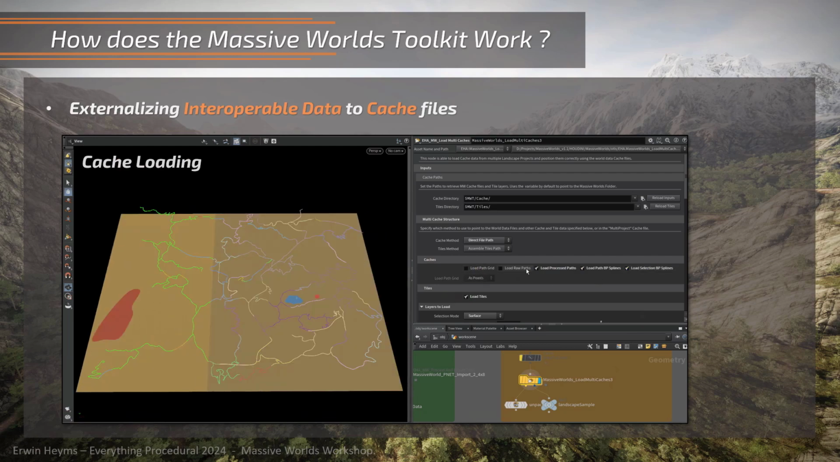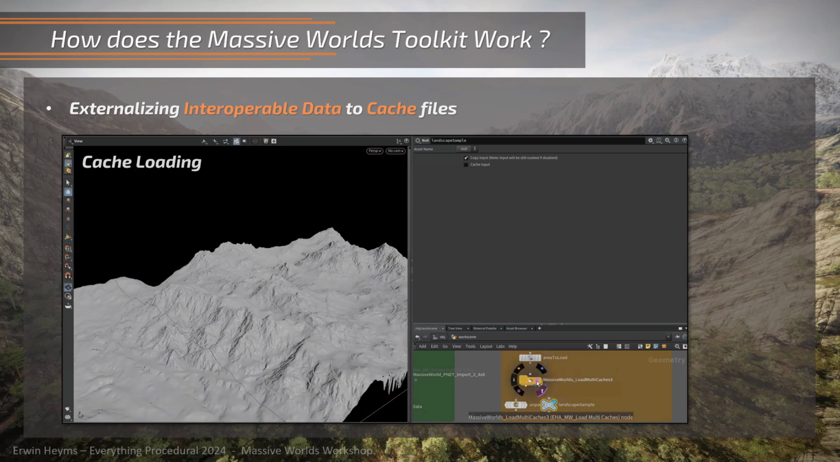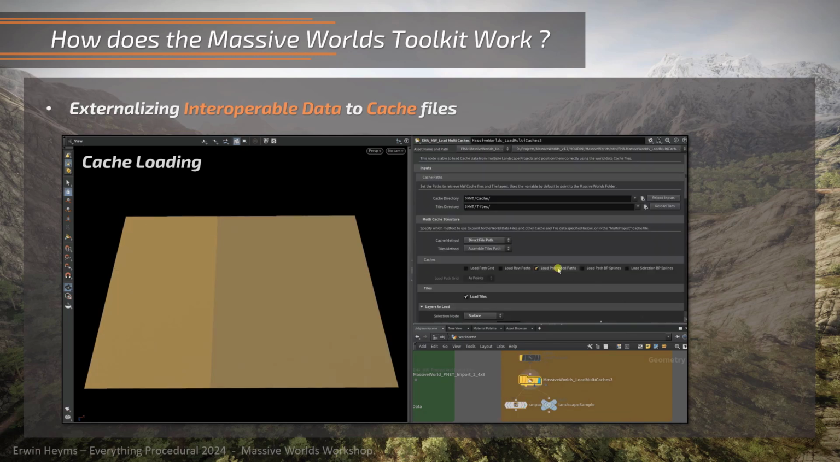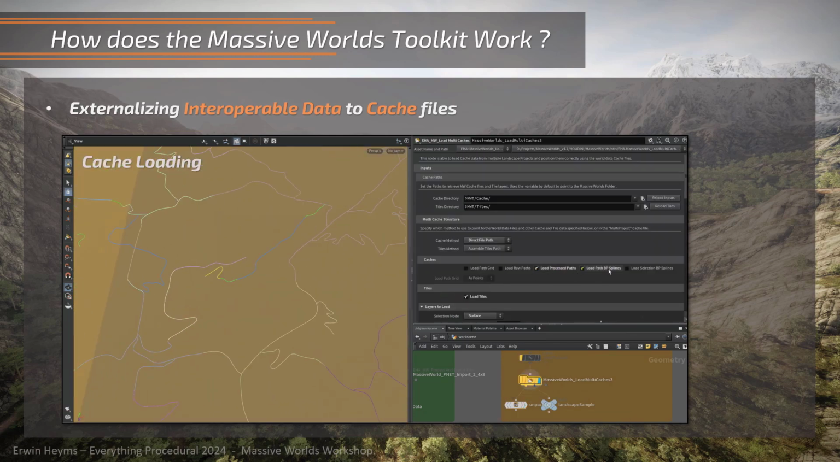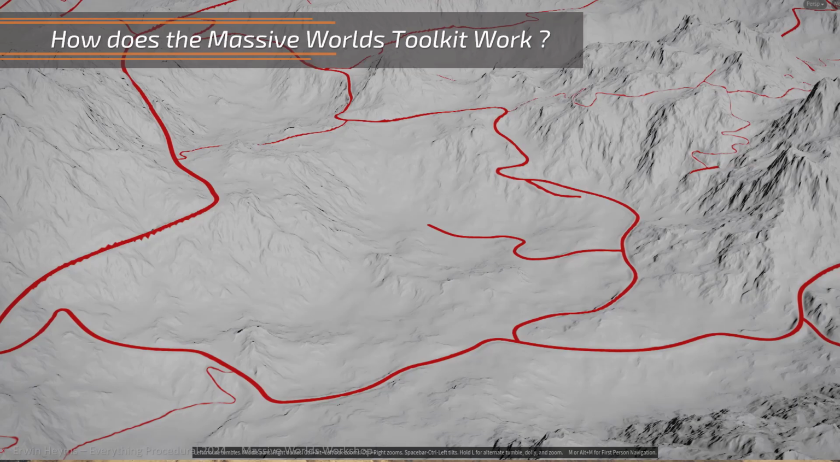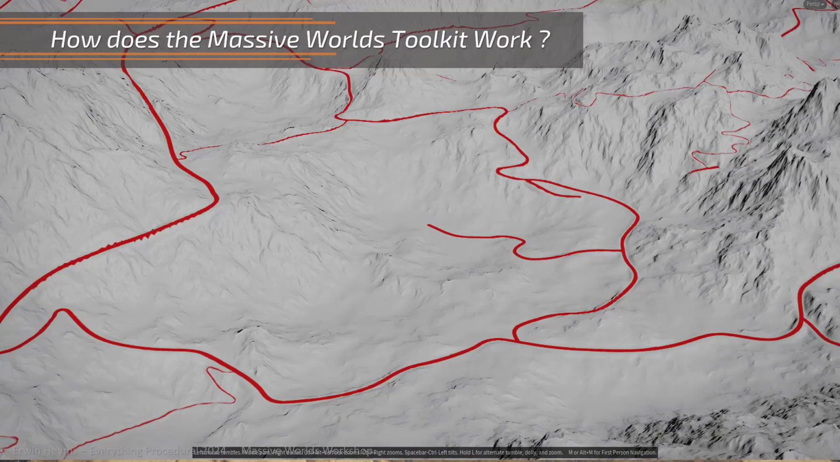So in this case, I'm using the load multi-caches node, which is able to load various data sets at the same time for multiple landscapes. It's very useful if you're working across multiple landscapes, and it combines this data seamlessly together as well. So basically, if you're looking at your data in Houdini, it would look like this. But because the toolset uses an externalized data cache, everything is synchronized between Houdini and Unreal, so both data sets will line up, as you can see here.